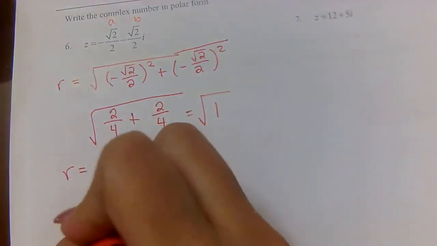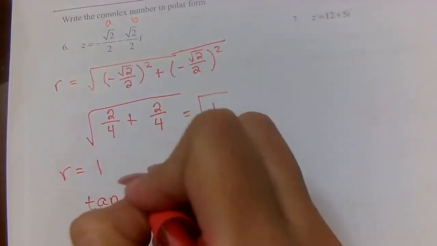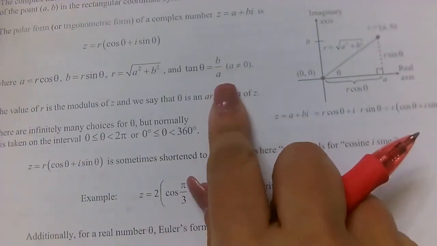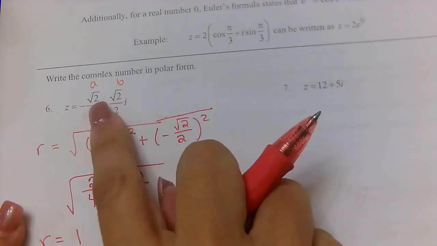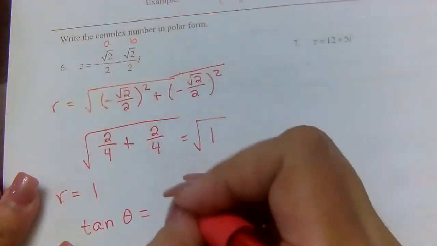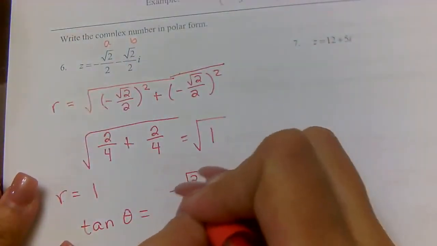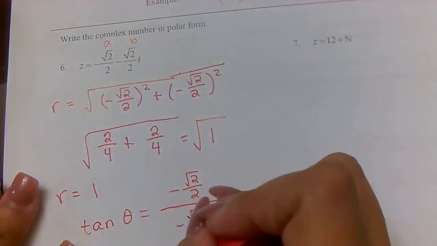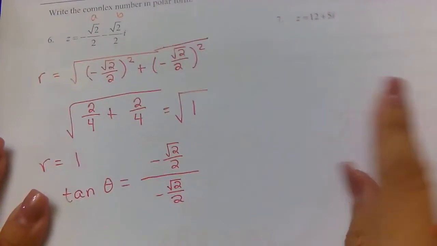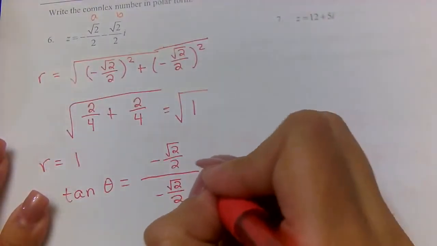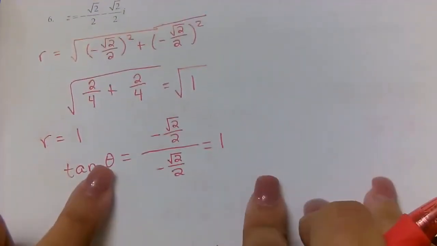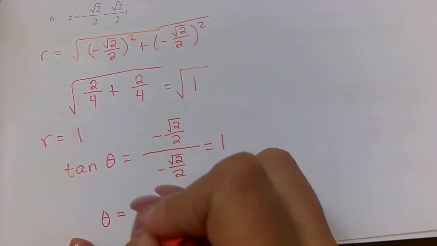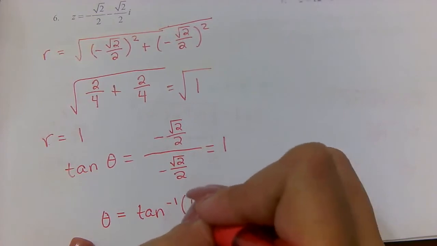So remember, tangent of theta is equal to B over A. Opposite over adjacent. So we're going to start here. Negative square root of 2 over 2 divided by negative square root of 2 over 2. Which all of this is just equal to 1. All right. So now what we need to do is find theta. I can say theta is equal to inverse tangent of 1.